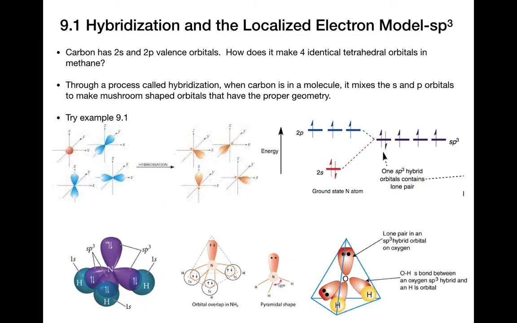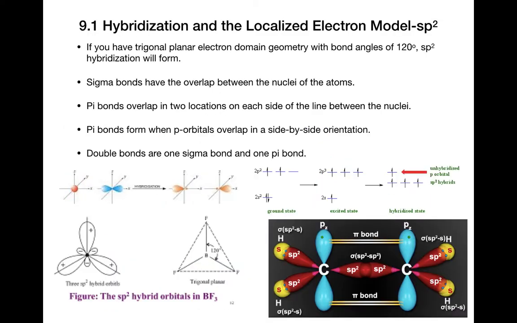In the case of CH4, all 4 of the bonds between the carbon and the hydrogens use sp3 hybrid orbitals. In the case of water, 2 of the sp3 orbitals are used for bonding to hydrogen, and the other 2 are used for unshared pairs.